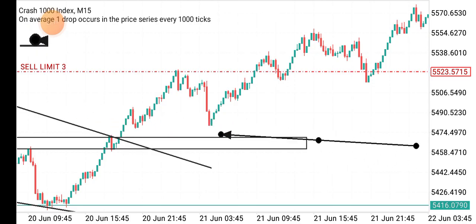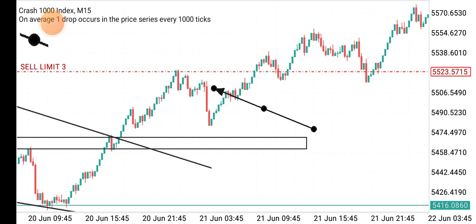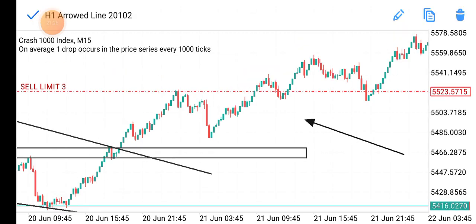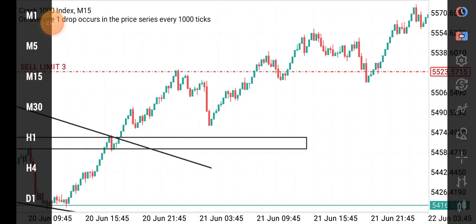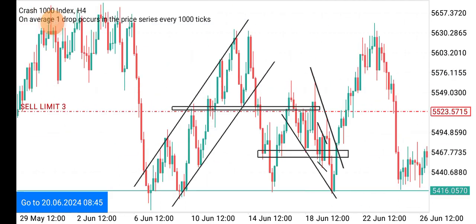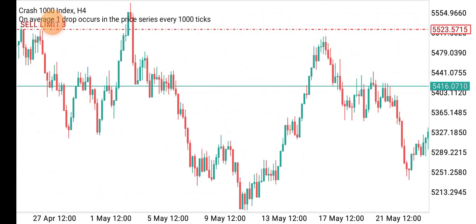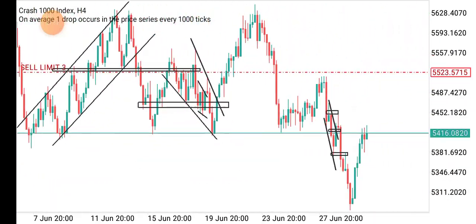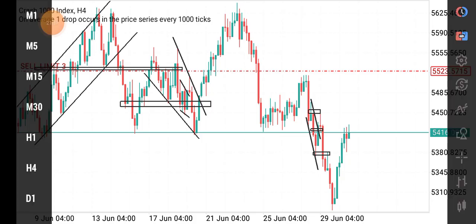One moment. It came back to this same spot where it started buying and continued buying massively, because the market was actually bullish, even on a higher time frame. You can see the market was buying even on a higher time frame. So you see, it bought and went to the top.